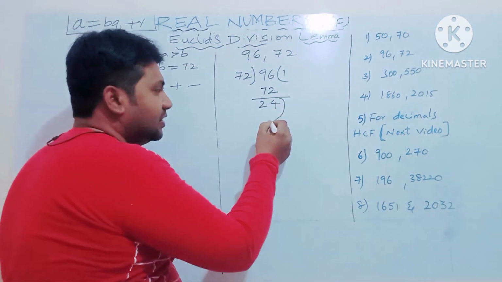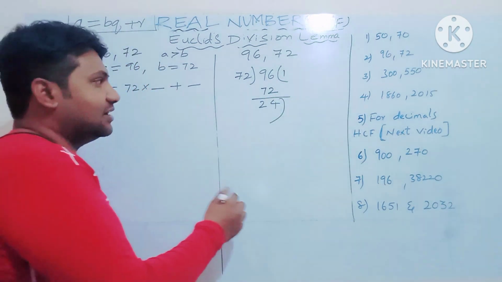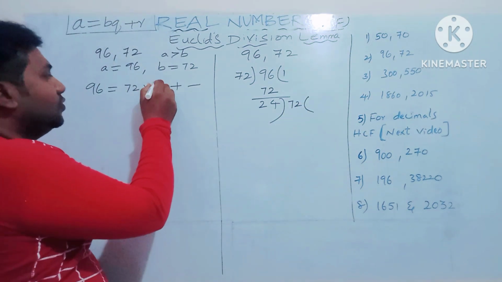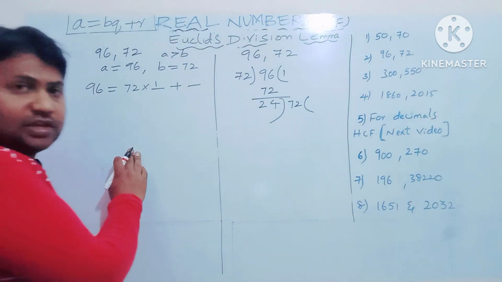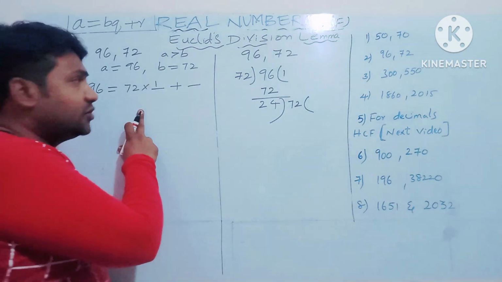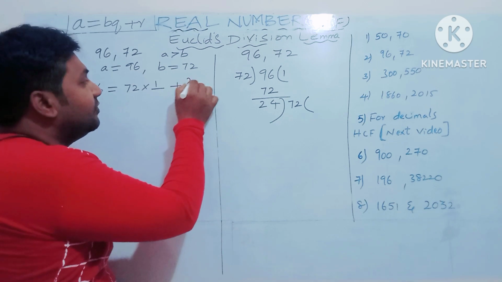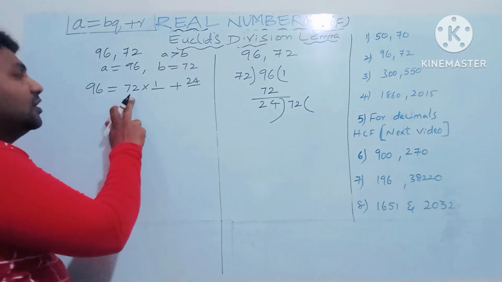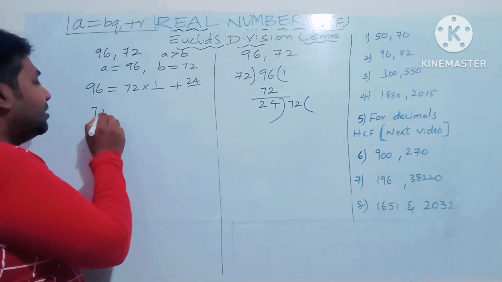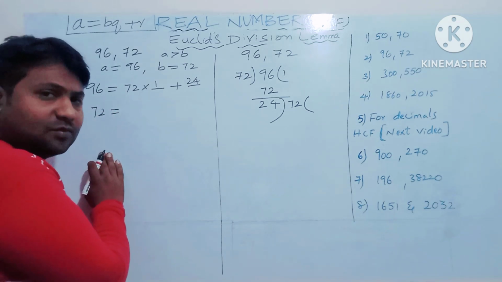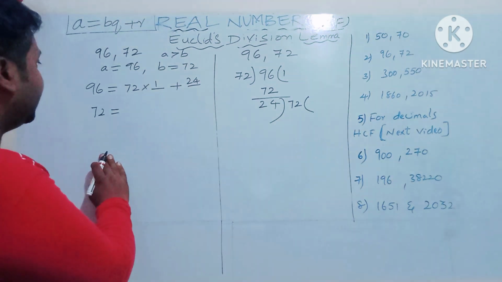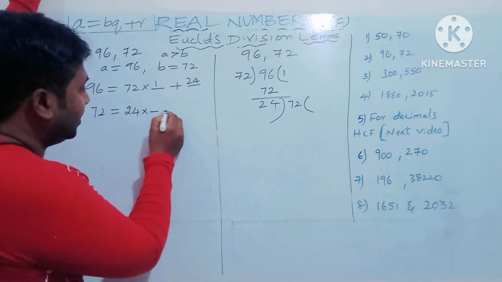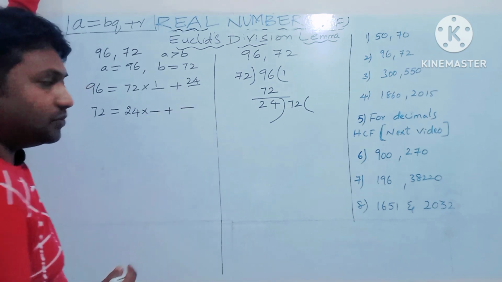Right, then this remainder will now become the divisor. Then 72 comes here. So what can I write here now? 72 ones are 72. Can you see here? 72 ones are 72 and what is the remaining here? 24. Got it? Then this 72 will become the A value. So what can I write here? So how can we write 72 with 24 into something plus some value?